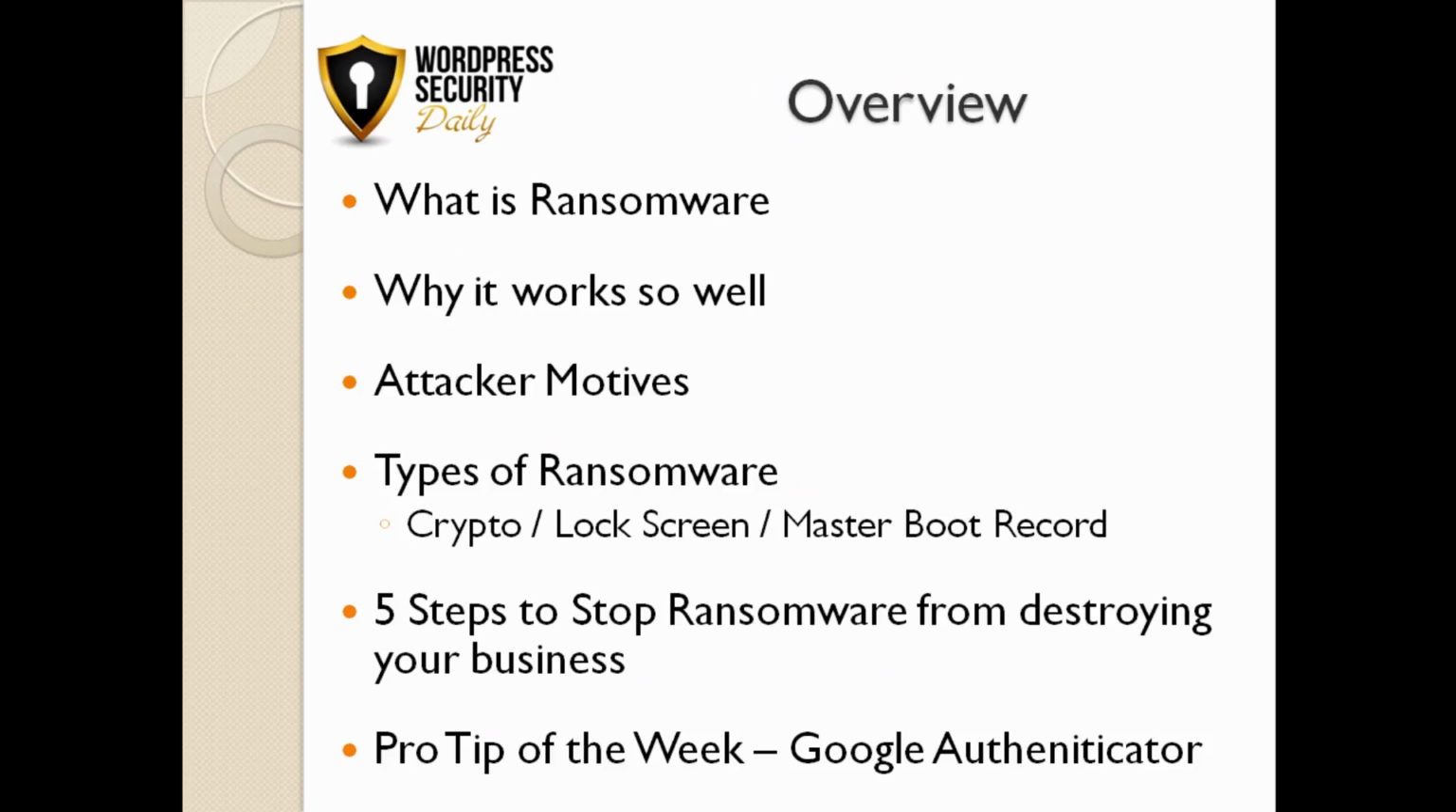All right, we'll move on to what did we talk about today? Well, we talked about ransomware, right? That wonderful scourge of the internet. Why it works so well, because of social engineering, and why do people do it? Because there's money. And then basically it comes down to the types of ransomware, from crypto, lock screen, and master boot record ransomware, and to the 5 steps to stop ransomware from destroying your business, right? All those 5 steps that you need to do to help keep it from destroying your business, okay?